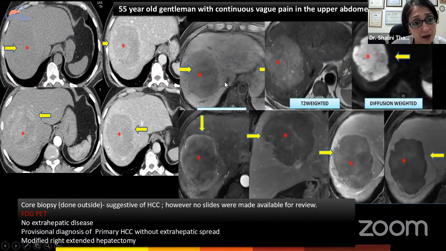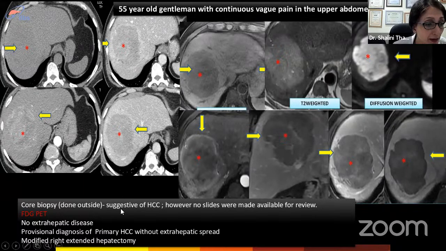Similar thing on MR, this is the same T1, T2, diffusion, distinct, it is intensely restricted. And here we have enhancement with washout in a capsule. Not all such lesions, and all that glitters is not gold always. So we ask for an HCC. The core biopsy done outside was suggestive of HCC, but there was no extrahepatic disease. And we all also thought that this is an HCC.